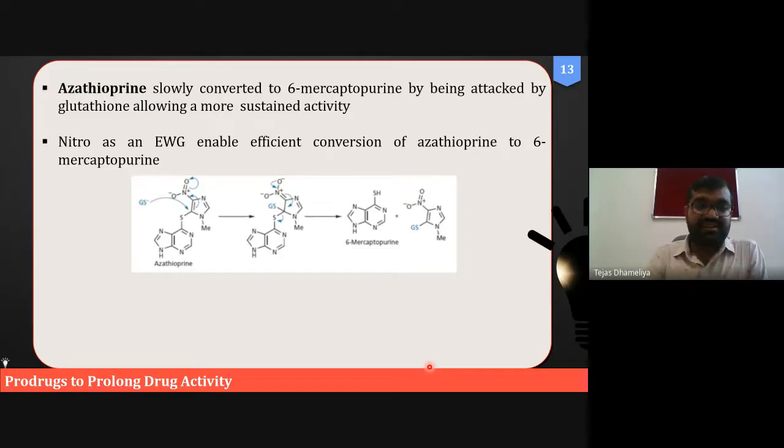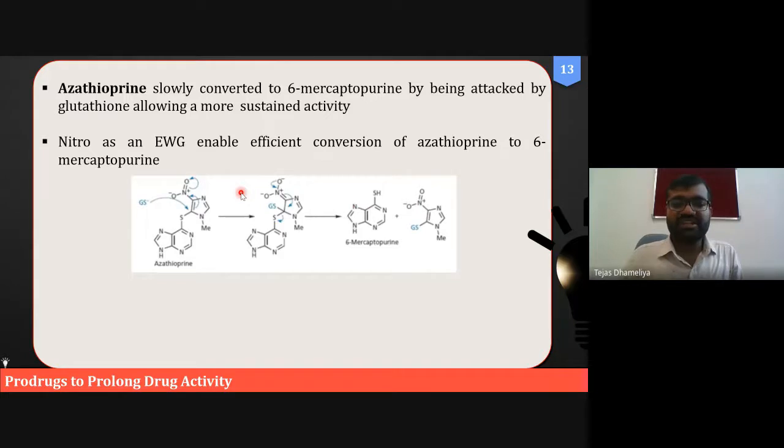You can see that once it is given to the patient, in the body there is glutathione, which is involved in phase 2 metabolism, and thus it will release this 6-mercaptopurine through the attack of glutathione. You can see in the reaction mechanism that the glutathiolate will attack on this carbon, then this will go back, and nitrogen will have a negative charge on its head. So when it goes back, that will remove this 6-mercaptopurine. So now we have 6-mercaptopurine which is connected with this methylated nitroimidazole.